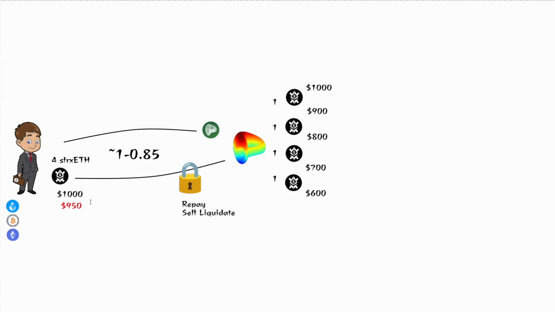So let's say the price goes down to 950, which is below the top range here. Then immediately his position gets locked. He cannot add collateral and he cannot withdraw his collateral. His position's locked. The only way he can manage this position is either he self-liquidates it or he repays his debt. Okay, so that's important.